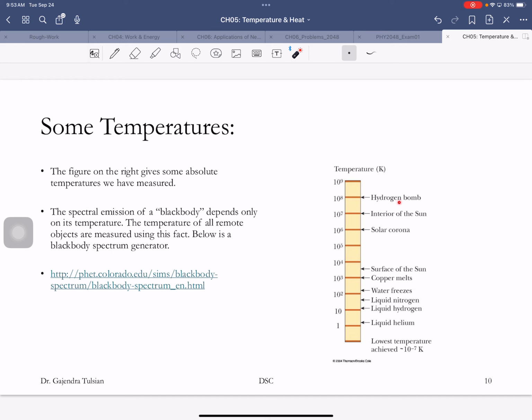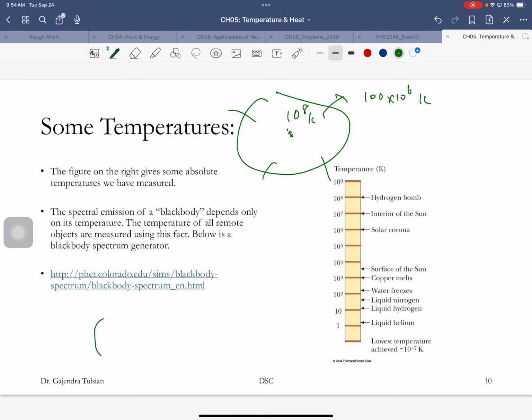Here's the temperature of a hydrogen bomb explosion. Here's a bomb that is exploded, and the temperature at the center of the explosion is 10 to the 8 Kelvin, or 100 million Kelvin. This is the temperature at the center of the sun. This was the bomb exploding. At the center of the sun, the temperature is 15.6 million degrees Kelvin.